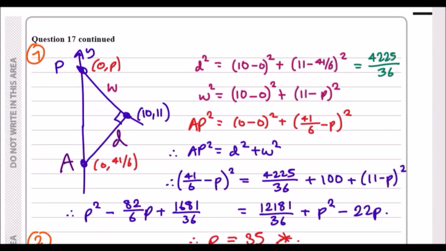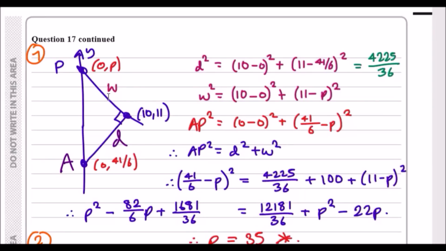You know, we could just call this length AP, which is well done. So the key idea is to find an expression for D squared plus W squared equals AP squared, which I put over here. So for D squared, you could firstly just use the distance formula to find the difference between these 2 points, which I did over here. So between 10 and 0, 10 minus 0 squared plus 11 minus 41 over 6 squared.